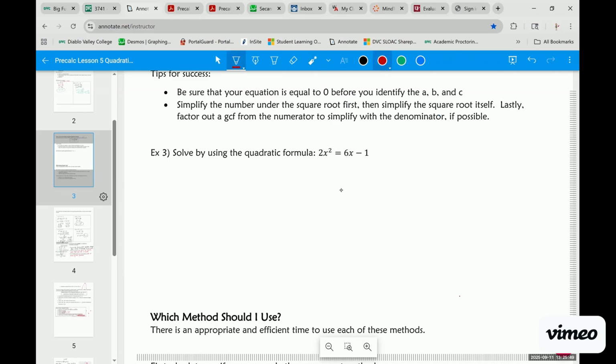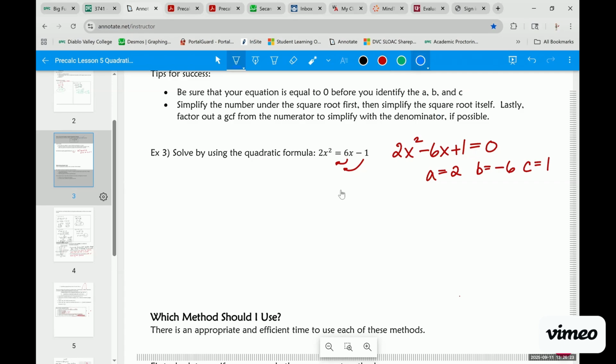So we're going to go ahead and move the 6x over and the 1 over by subtraction and addition. So we'd have 2x squared minus 6x plus 1 equals 0. So subtract 6x from both sides and then add 1. So now I have it in the correct form. I'm going to identify that my A is 2, my B is -6, and my C is 1 in terms of using the quadratic formula.